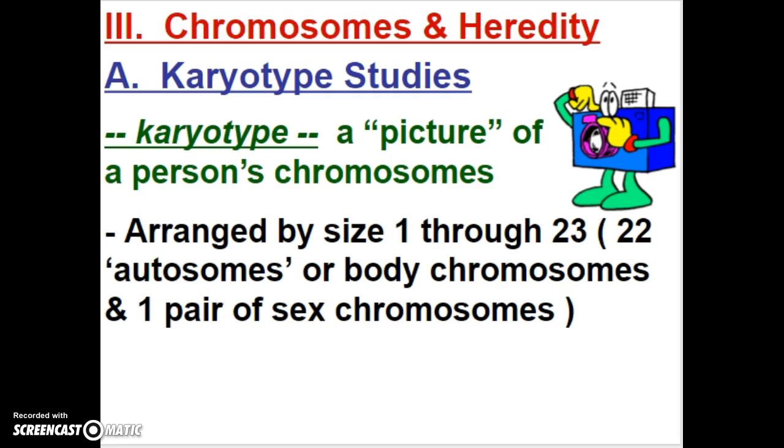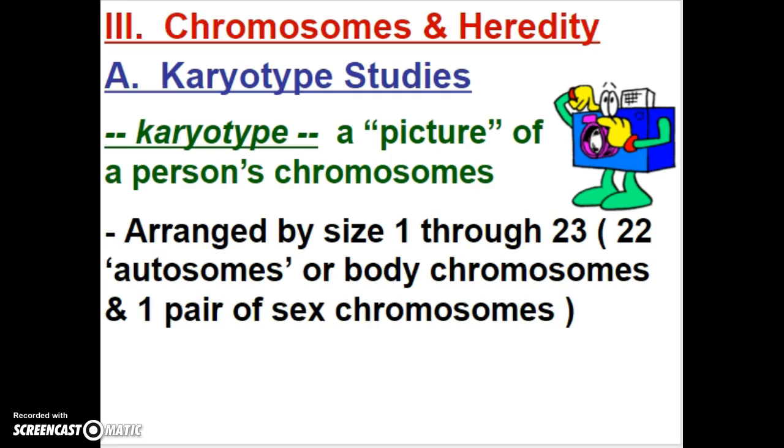A karyotype is what the medical field uses as a picture of a person's chromosomes. Karyotypes are taken when a cell is in metaphase. So they freeze the cell using a special solution called colchicine, and they freeze those chromosomes right in the middle, or the equator, of the cell. And then they take them digitally and arrange them by size.